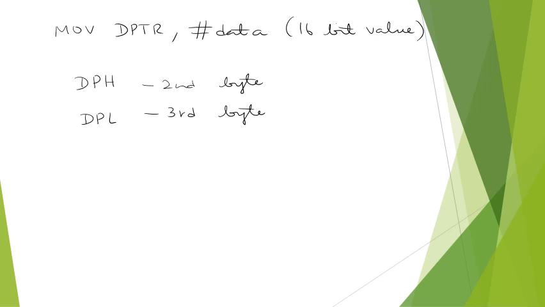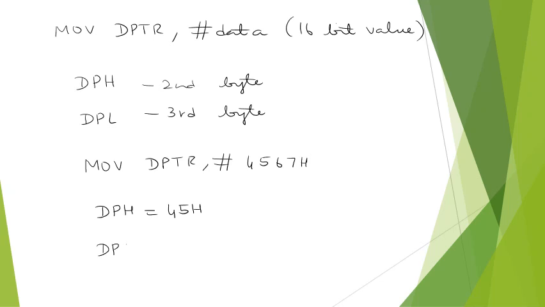And using this instruction only, we can move 16 bits of data at once. So the example we have is MOV DPTR, #4567H. This will load the value 4567 into the data pointer. So the data pointer higher byte DPH will hold 45H, and data pointer lower byte DPL will hold 67H value.